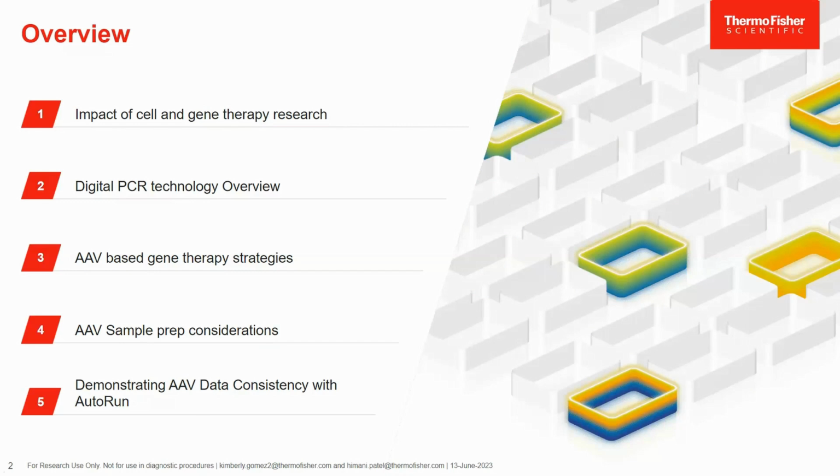Over the next 30 minutes, I will discuss the research avenues for cell and gene therapy and provide a brief overview of digital PCR technology and our Absolute Q auto-run dPCR suite. Kim will then dive deeper into strategies for gene therapy research using AAV vectors, considerations to take with AAV sample preparation, and share data that demonstrates consistency of AAV quantification using the auto-run.